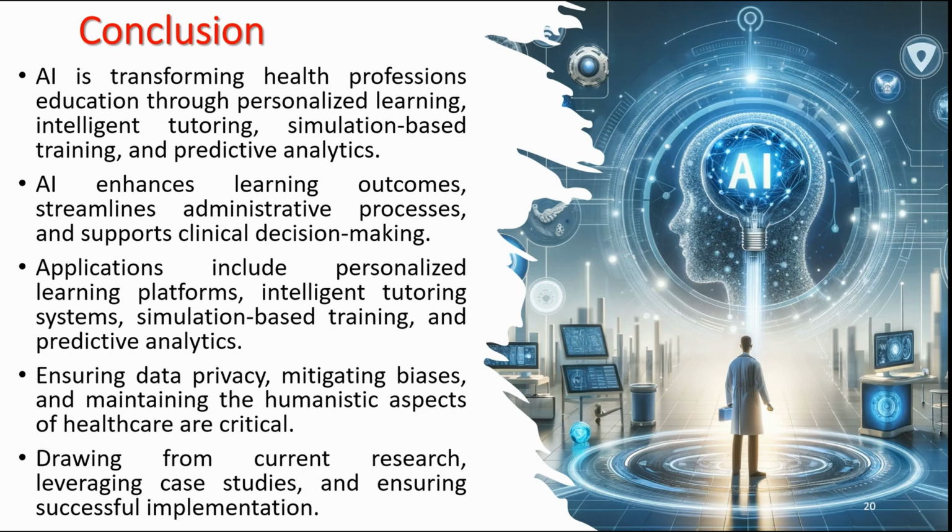When we consider the ethical concerns, ensuring data privacy, mitigating biases, and maintaining the humanistic aspects of healthcare are very critical. We have to make sure that the data is protected and that most of the human risks are reduced. So these parameters we normally consider when we use AI in the healthcare professions. Then, drawing from current research, leveraging case studies, and ensuring successful implementations, these are the future research directions we can also think about.